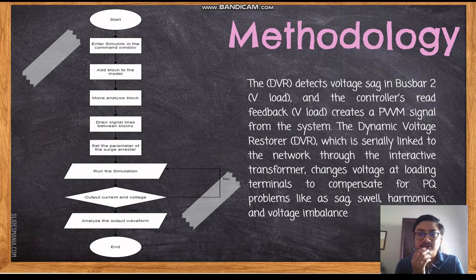For the methodology, the DVR detects the voltage surge in bus bar 2, that is VLOAD, and the controller's rate feedback VLOAD creates a PWM signal from the system. The dynamic voltage restorer, that is DVR, which is serially linked to the network through the interactive transformer, changes voltage at loading terminals to compensate for PQ problems, for example sag, swell, harmonics and voltage imbalance.